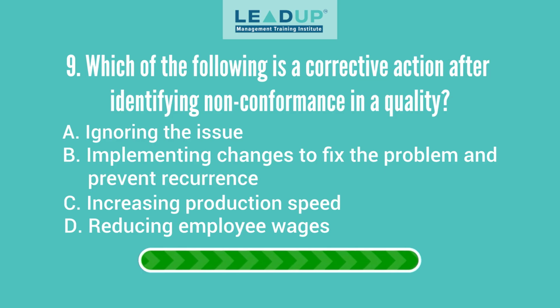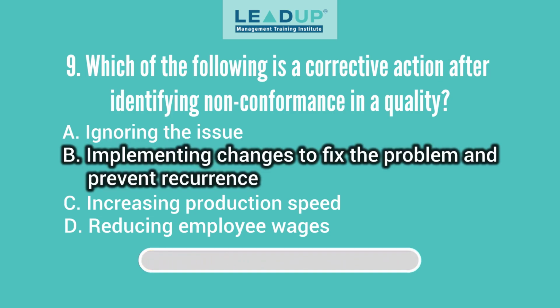Question 9. Which of the following is a corrective action after identifying non-conformance in a quality audit? A. Ignoring the issue, B. Implementing changes to fix the problem and prevent recurrence, C. Increasing production speed, and D. Reducing employee wages. The answer is implementing changes to fix the problem and prevent recurrence.